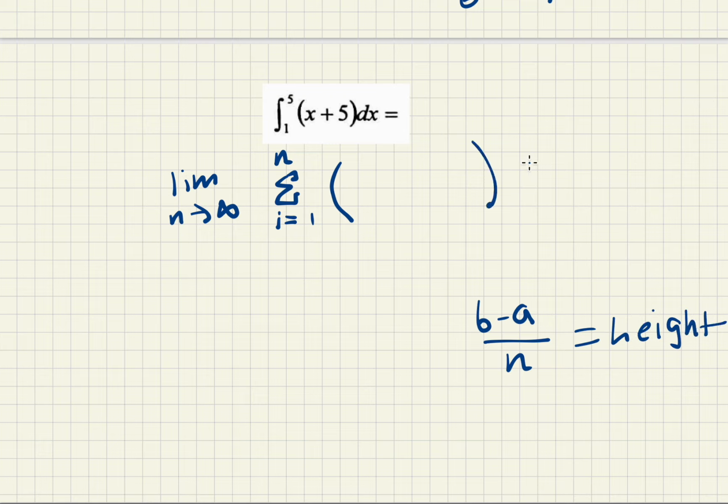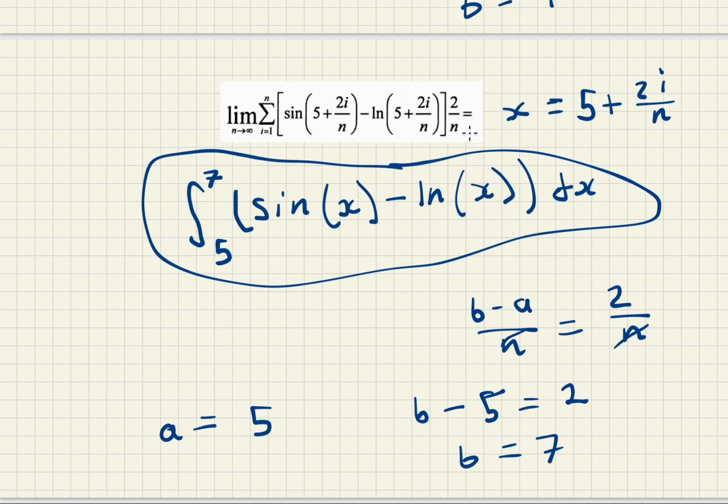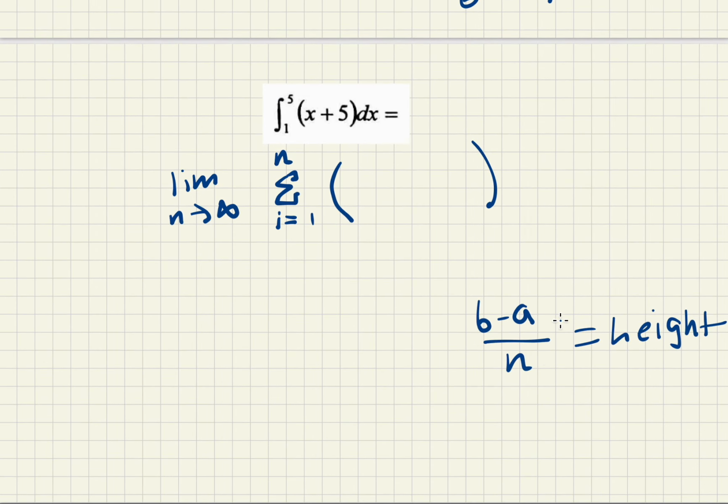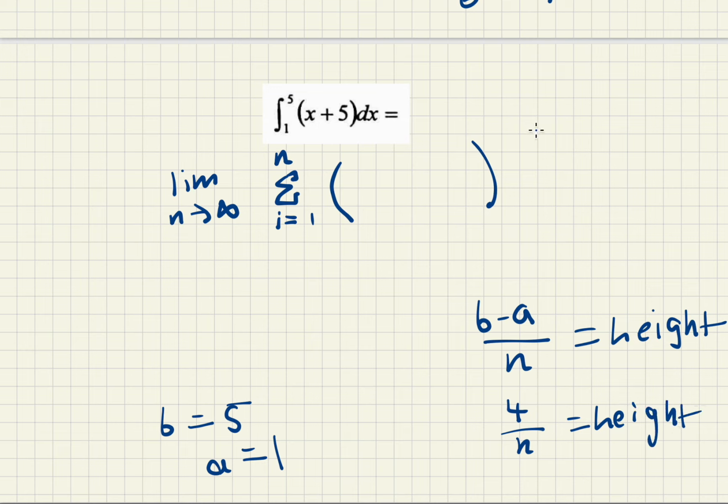And we know the height is always at the end, right? At the end of the limit, just like how these questions were. So this is equal to height, and we know b is equal to 5, and a is equal to 1. We can do 5 minus 1, 4 over n is our height. So you already got one part of our limit. Now all we need to do is find our x value and then add 5.